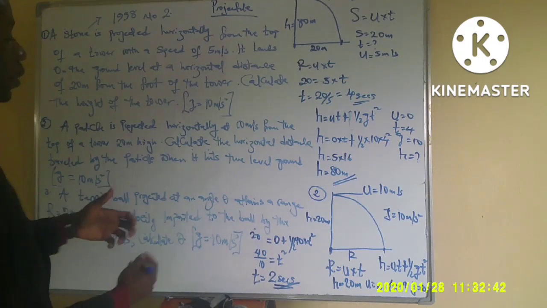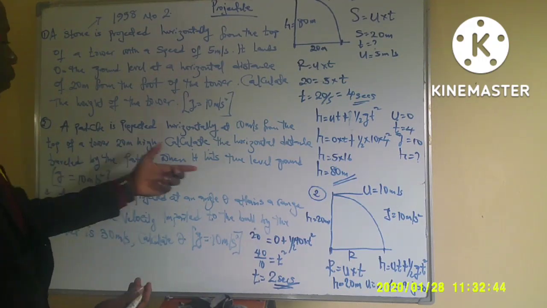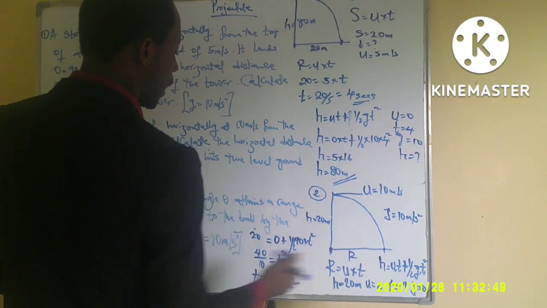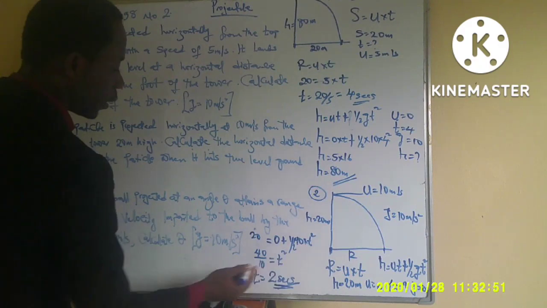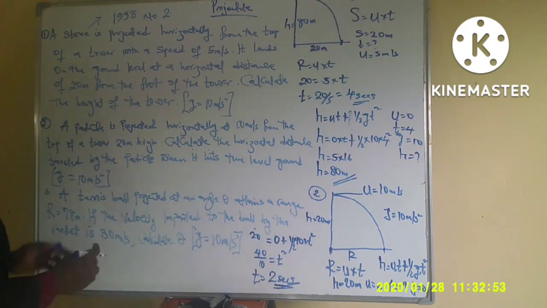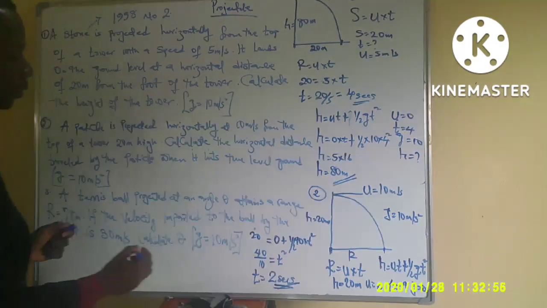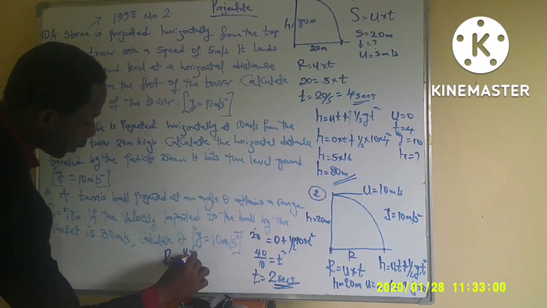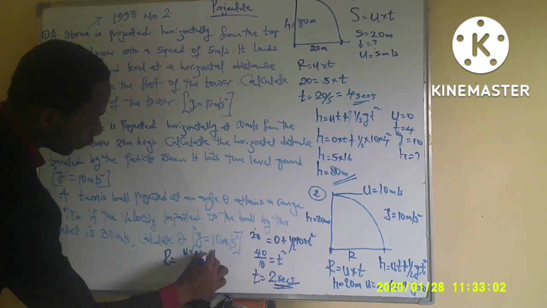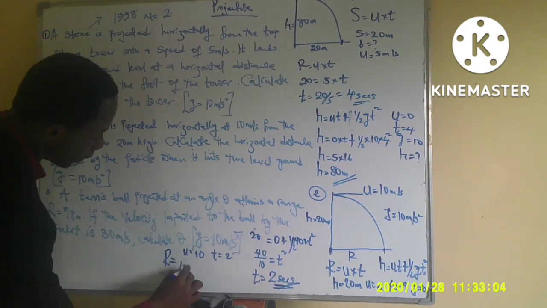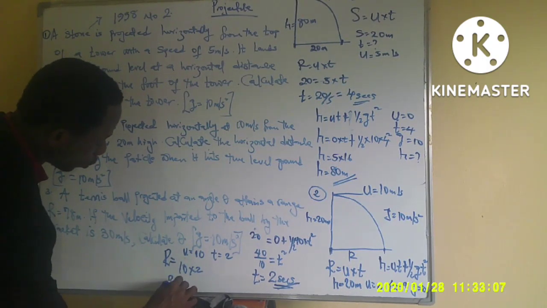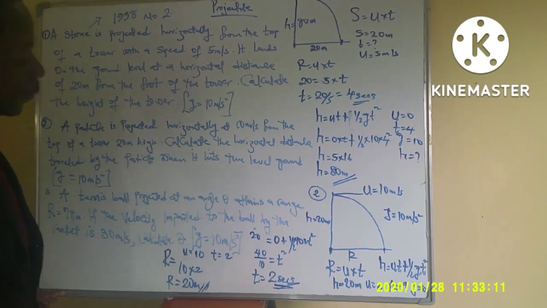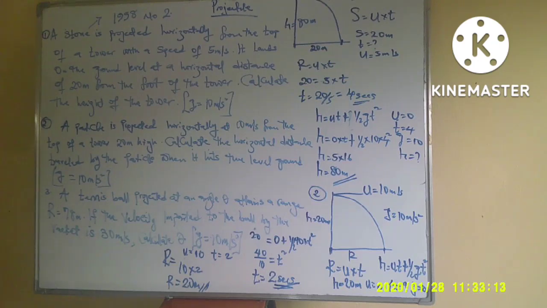Calculate the horizontal distance, which is the range, traveled by the particle when it hits the level ground. So from here to here, this is where it hits the ground. This is the horizontal distance. So range is u times t. We've gotten our t now, and our u, the horizontal velocity, is given as 10 meters per second. So R is equal to 10 times 2. So R is equal to 20 meters. That's the value for the range for question number 2.